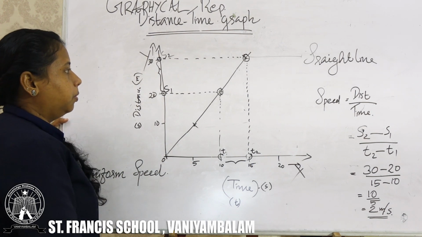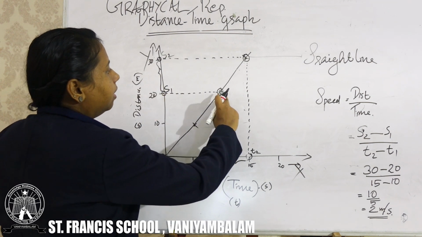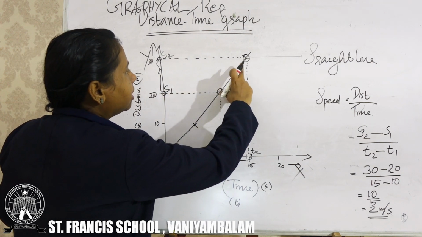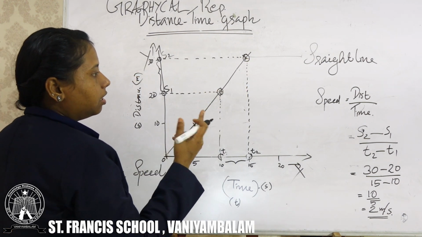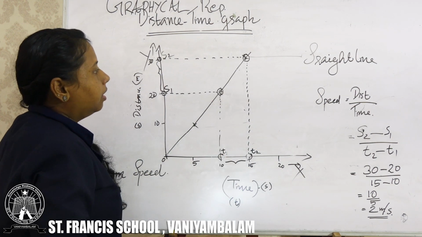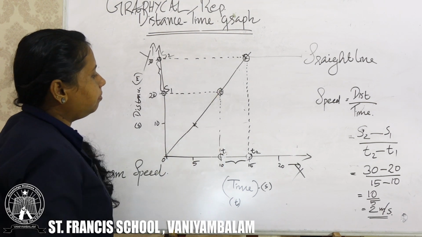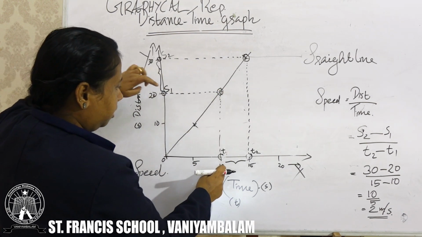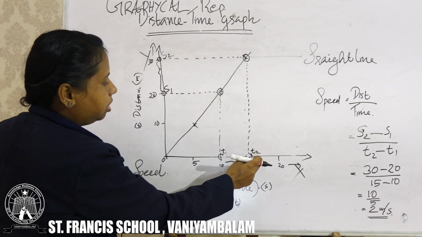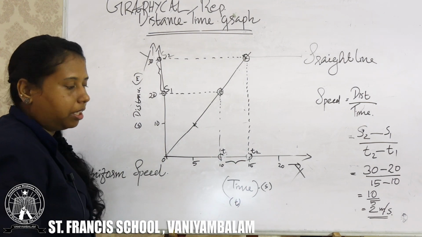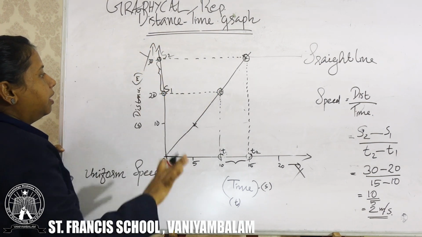Let me repeat once more. What was our first step? First step, select 2 points on the straight line. We are just trying to find out the speed. First of all, we have to select 2 points on the graph, and after that we draw lines perpendicular to the x-axis, and we get T2 and T1. Simply we give the symbols. T2 and T1, and here S2 and S1.